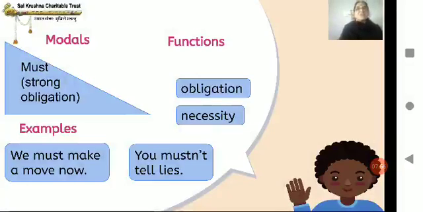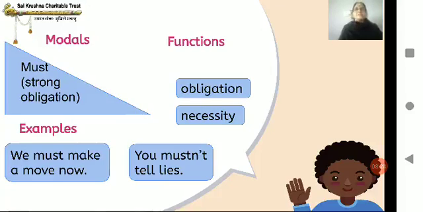Next is must. Must is a strong obligation. We always tell children who want to do well that they have to remember only 3 words: I can, I must, I will. First is belief in yourself. I can. Then I have to achieve it, so I must do it. And then definitely it will become will. So here, that is the obligation we are talking about. And it is a necessity.